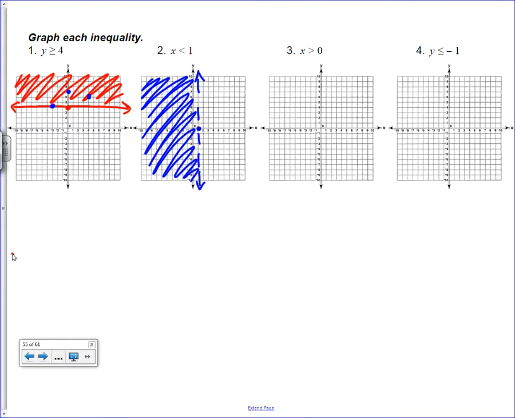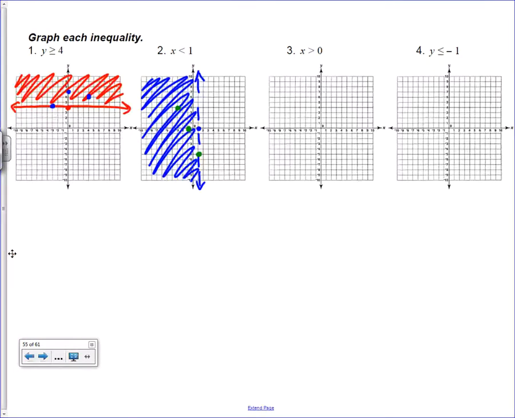Can you all give me a point that would be a solution here? -1, 0. What do you guys think? Looks good, right? Give me another one. -3, 4, right up here. How about that guy right here? No, because it is not solid, right? So I do not get to include it. Doing okay? Yes? All right, let's take a look at number 3.